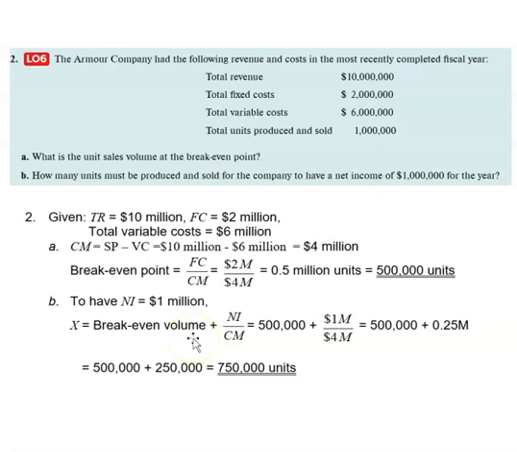Then the next amount, or the new amount that also needs to be covered, is your net income. So then you take your net income divided by the contribution margin. So we've got the break-even volume of 500,000 plus net income we want covered of 1 million divided by the contribution margin of 4 million adds 250,000 units. So we have the original 500,000 to break even, add the 250,000. So to have a net income of 1 million, we need 750,000 units.